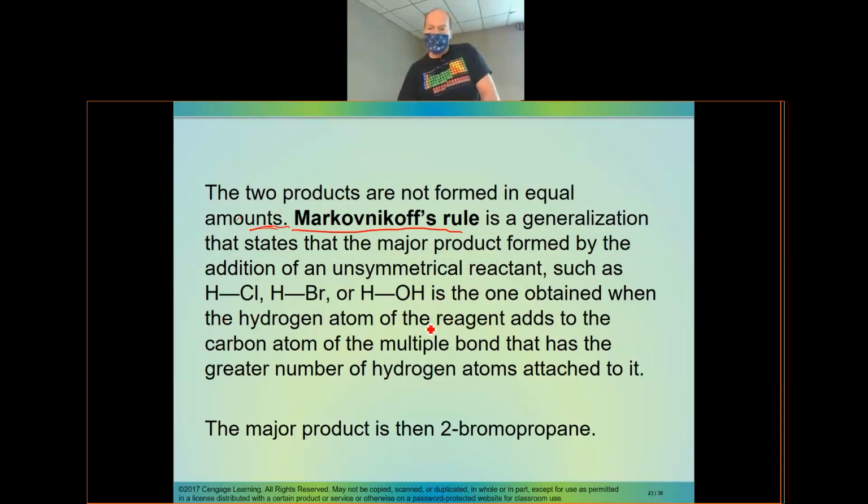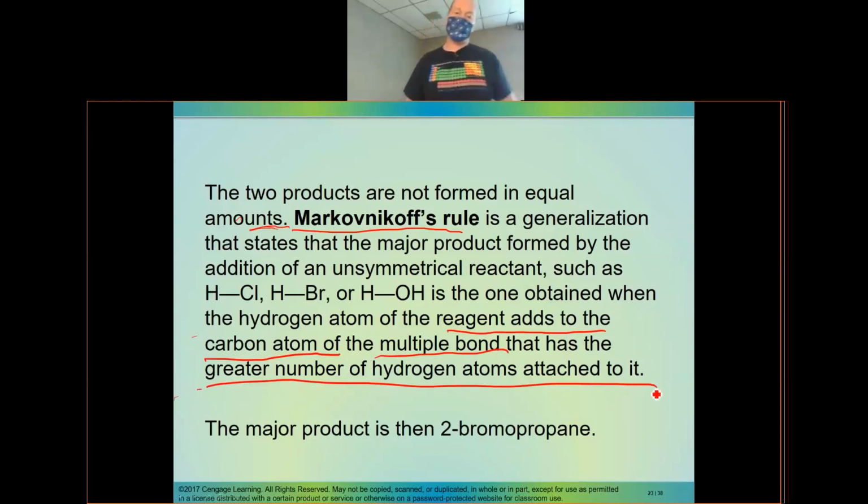All right, so the Markovnikov product is the one obtained when the hydrogen atom of the reagent adds to the carbon atom of the double bond that has the greater number of hydrogen atoms attached to it. So the H goes to the side with the most H's, and that's why the major product is a 2-bromopropane.